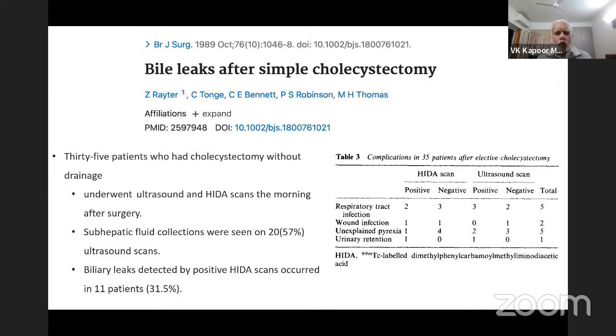Now, this is a very old report, 1989, and it shows that when routinely an isotope scan was done, a significant number of patients had bile leak. It may not have resulted in a consequence, but it is there, it is common. So there is no reason why that would have changed.